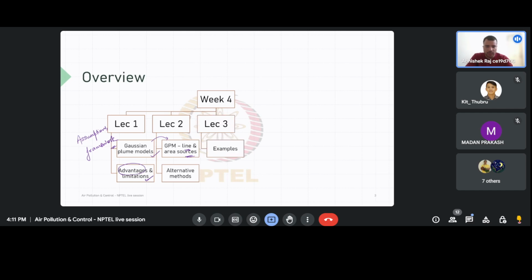Coming to lecture three, some examples were discussed from the GPM. Some numericals were discussed in this, so not much theory content in this lecture. Some discussion was done on point, line, and area sources. Moving to lecture four, the topic of airshed was discussed. We'll have some questions on this also.